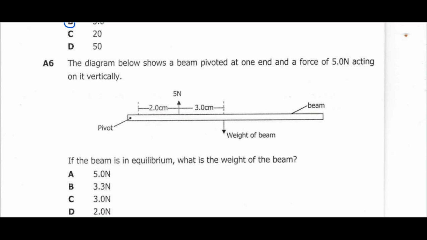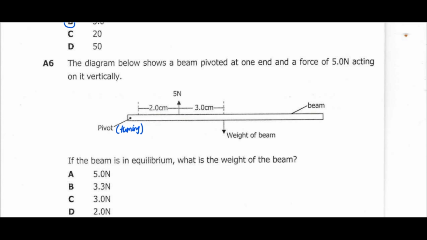We move on to question 6. The diagram below shows a beam pivoted at one end and a force of 5.0 Newton acting on it vertically. Then if the beam is in equilibrium, what is the weight of the beam? Okay, so the pivot is here. The pivot is just where this arrangement, or the beam, is turning, whether up or down.